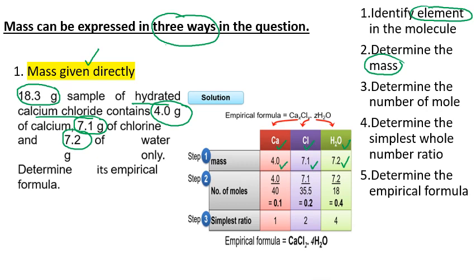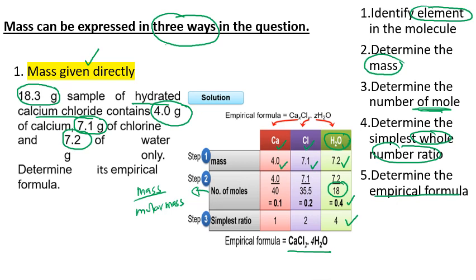Then after we have the mass, we are able to determine the number of moles by using the formula mass over molar mass. Since this is water, we divide by the molar mass of water, and then we will get the number of moles in decimal places, and then we make it to the simplest whole number ratio, which means nombor bulat. Okay, then we will be able to have the empirical formula.